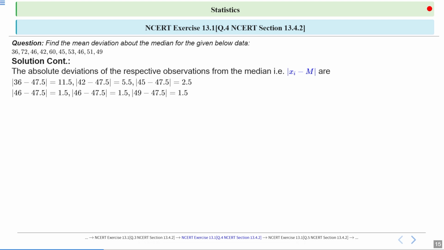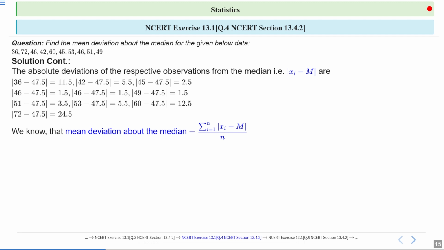Similarly, you can find for 46. So we have absolute value of 46 minus 47.5 is 1.5, and you can find for the remaining data. Okay, so notice how the numbers get farther from the median as the observations increase here. So finally, for the last number 72, the deviation is absolute value of 72 minus 47.5, and this is equal to 24.5.